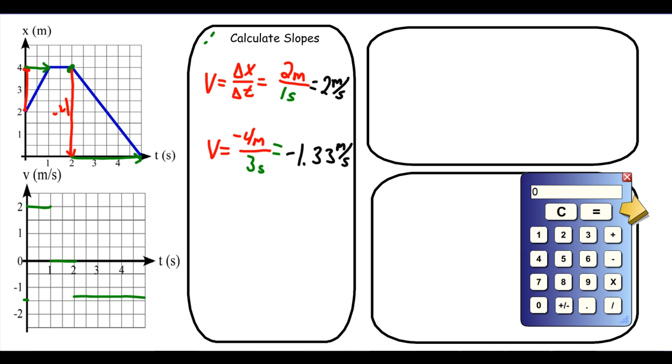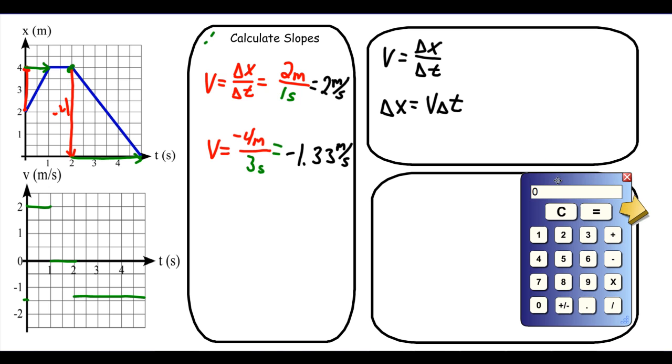Now I want to look at this velocity equation and do some rearranging. If velocity equals delta x divided by delta t, then I know that delta x is going to be equal to my velocity times my delta t. And that's a very important concept, because it tells me that if I take my velocity, which is the vertical component of my VT graph, and multiply it by my time period, which is the horizontal portion of my graph, then I will get the position.